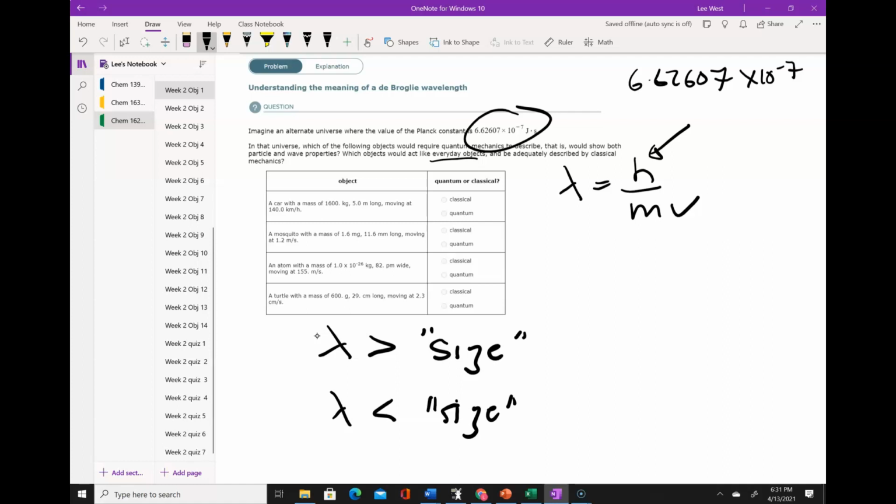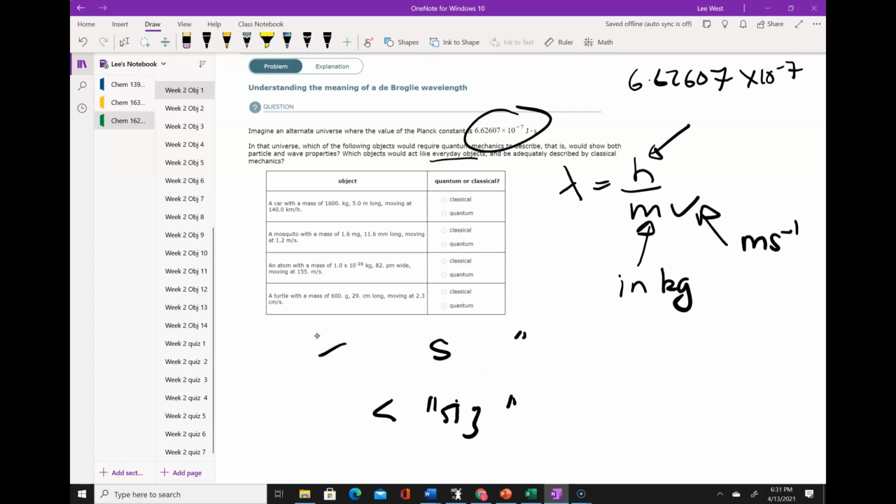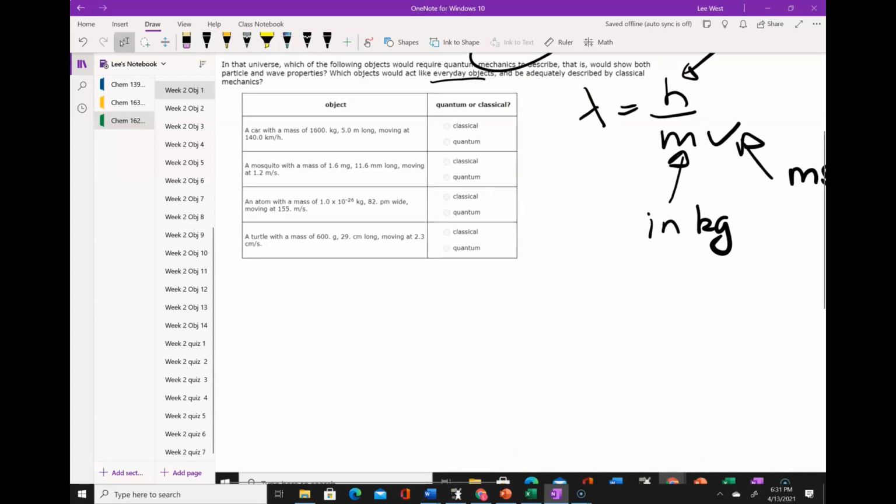Whenever we use the de Broglie formula, or formulas in general, mass is going to be in kilograms, not grams, and velocity in meters per second. So sometimes you have to do a little bit of unit conversion before you get your wavelength, right? So let's see what we've got here. It says a car with a mass of 1600 kilograms. So that's mass in kilograms, that's good. It is 5 meters long. We're going to use that for our comparison.